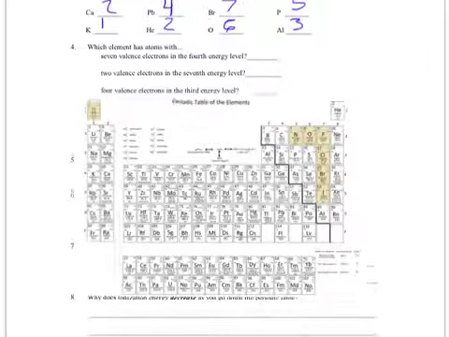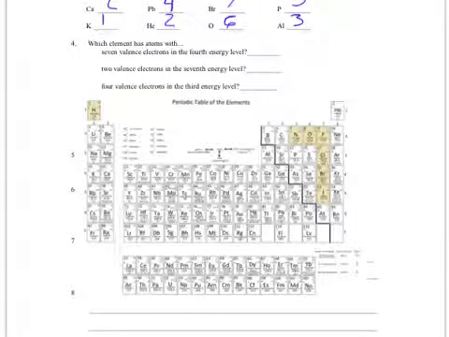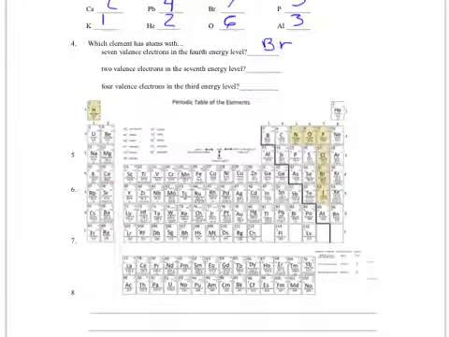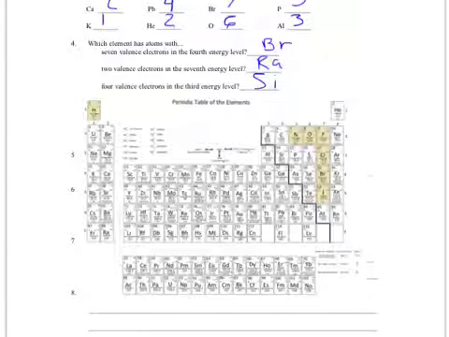Alright, let's see. Which element has atoms with 7 valence electrons? That means it's this column in the 4th energy level. 4th energy level, that would be bromine. It has 2 valence electrons. That means it's one of these. In the 7th energy level, well, that would be radium. That's an R, by the way. Has 4 valence electrons in the 3rd energy level. That would be silicon. Well, let's just roll this up a little bit here.